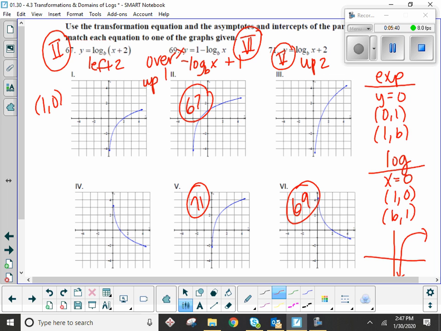That one right there. Did anybody get all of those correct? All right, very good, excellent. So that was a quick review over just the basic form of a log graph from yesterday.